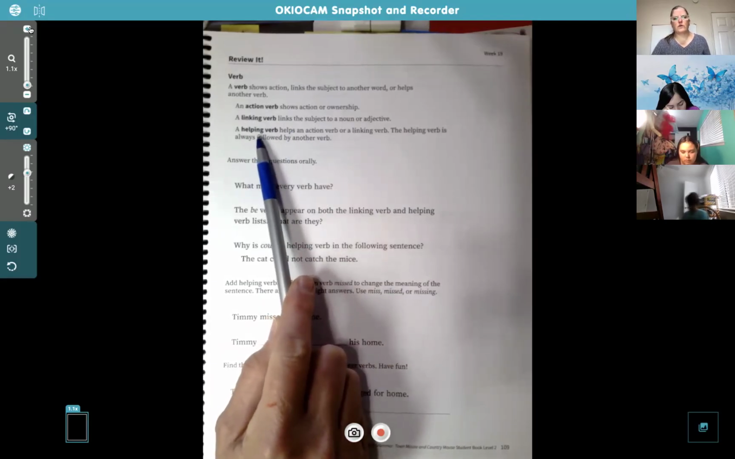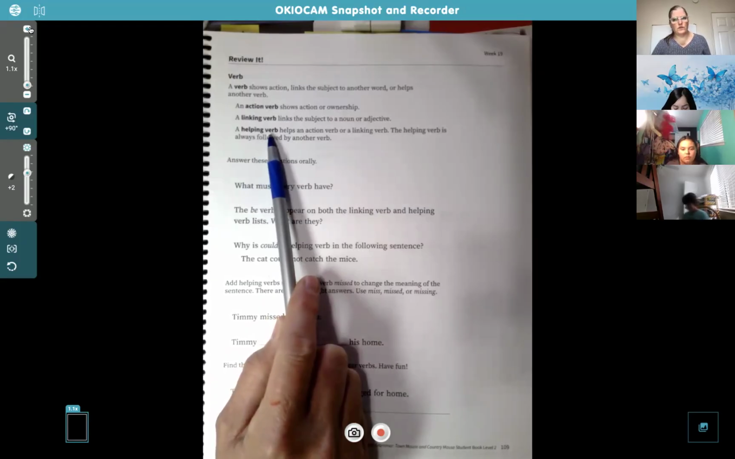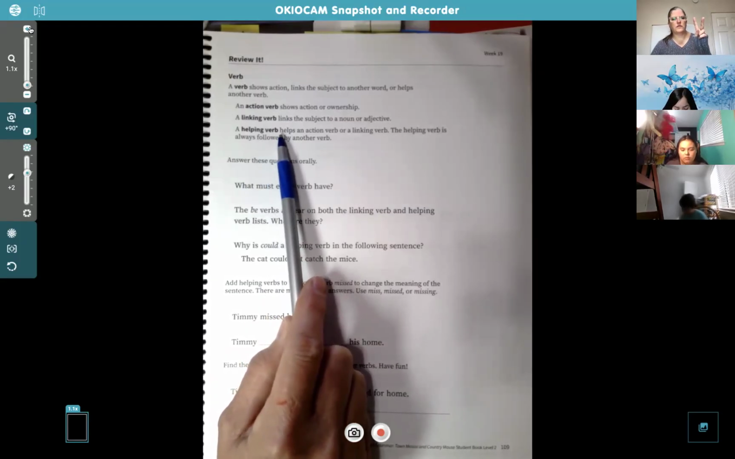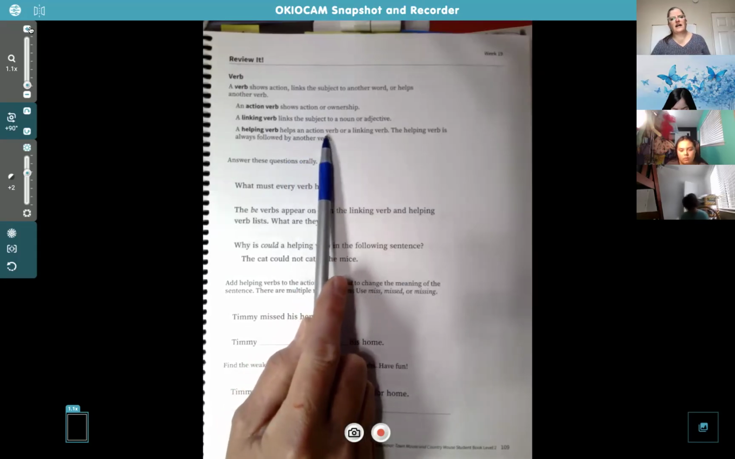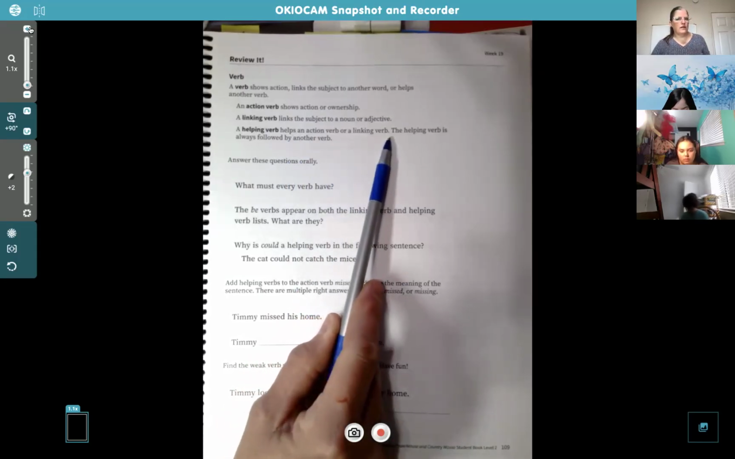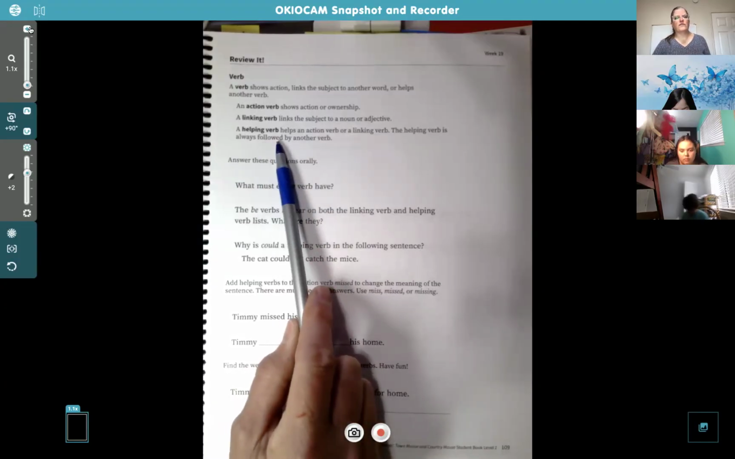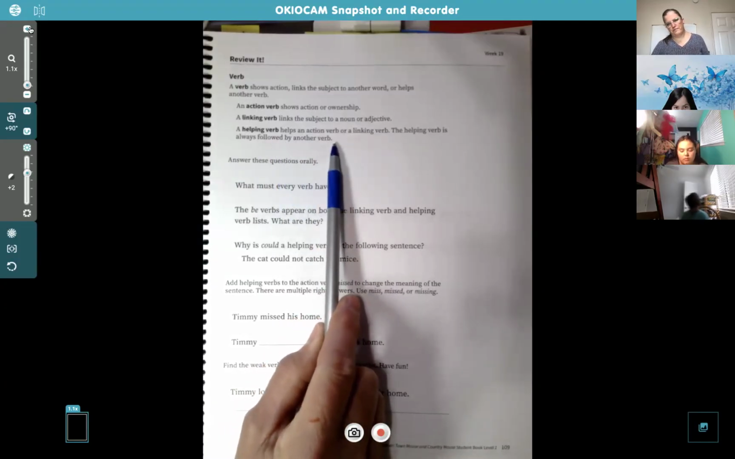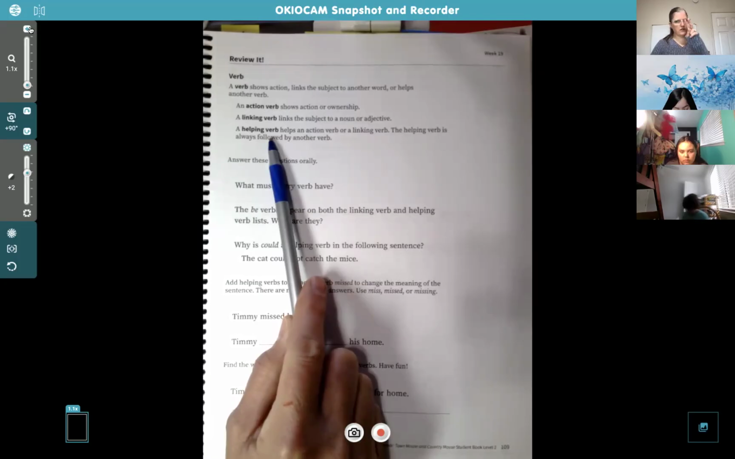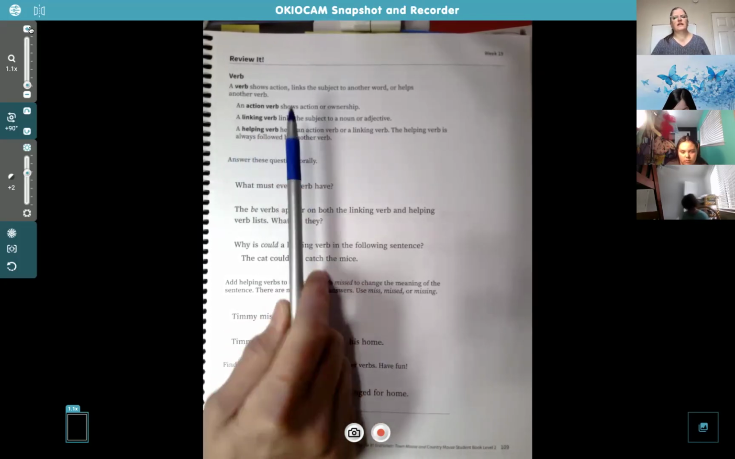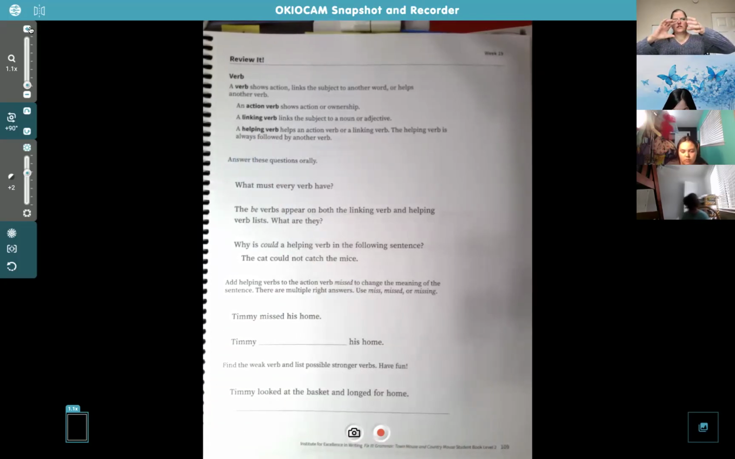And then there's the helping verb. This one's easy to remember because the helping verb is usually next to another verb. So it's a verb that's helping the other one. They're together. Okay, so like two verbs together. It helps an action verb or a linking verb. The helping verb is always followed by another verb. So helping verbs, they help each other, they're next to each other. Linking is linking words together. And then the action verb is showing action.